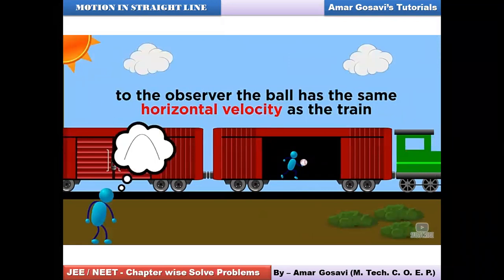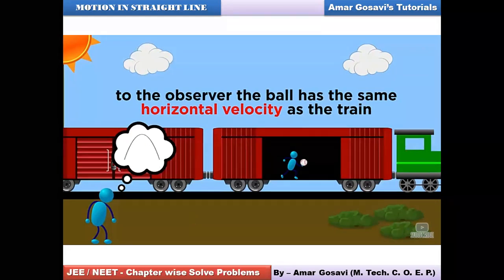That's what I wanted to tell you. For the observer on the ground, the ball will have the same horizontal velocity as that of the train. So for the observer inside the train, the ball is not moving. But for this observer, the ball will move. He will imagine the motion of the ball in this sense. Please make a note of it and let me know. That's why motion is a relative concept, and we have to analyze relative motion for solving problems, friends. Very good. So let's move ahead then.